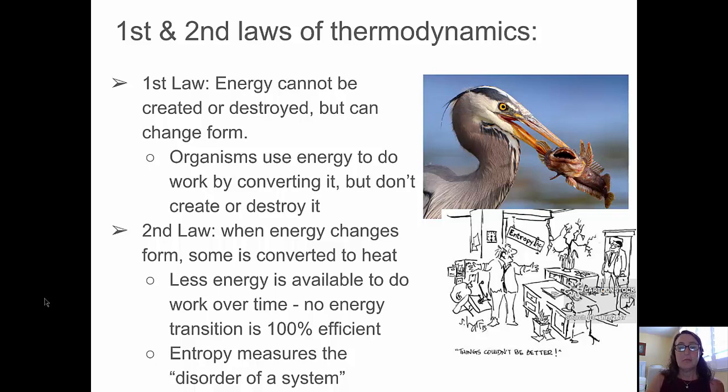In the second law of thermodynamics, we understand that when energy changes form, some of it is converted to heat. And that is because no energy transition is ever 100% efficient. And so over time, there is less energy available to do work. Here we can think about the concept of entropy as well. Entropy measures the disorder of a system.